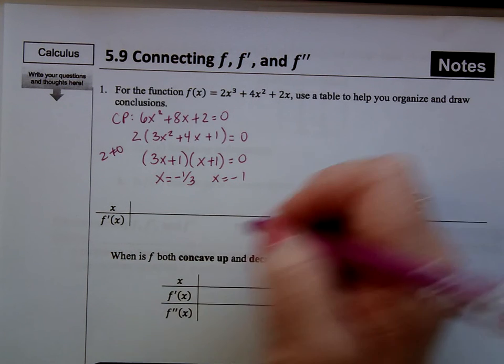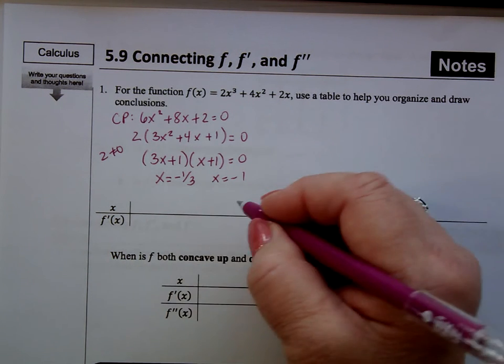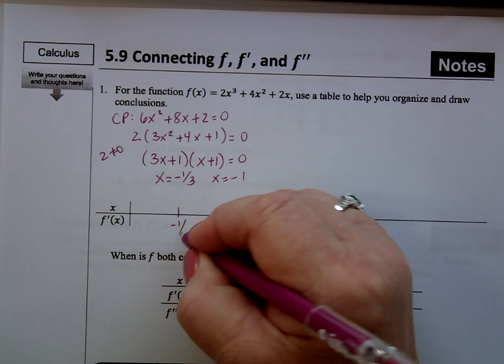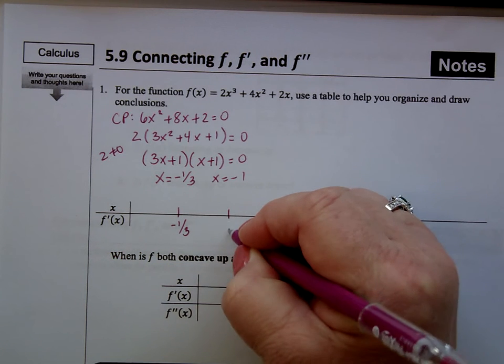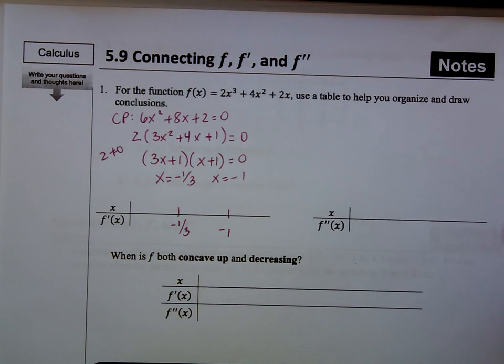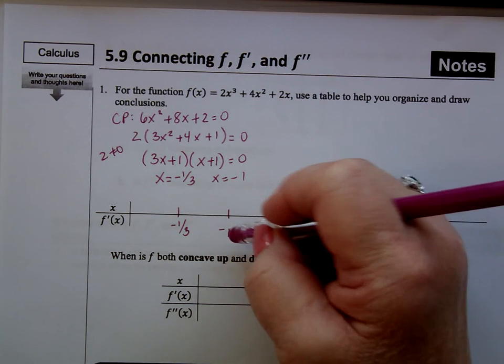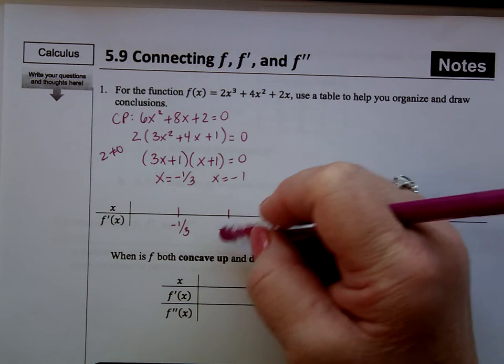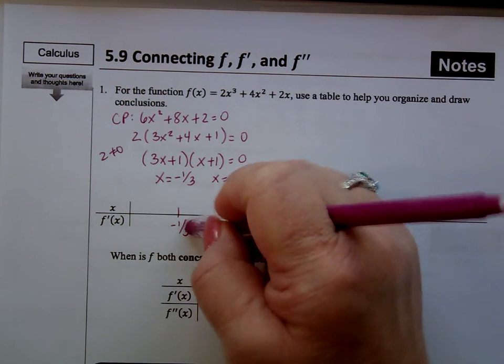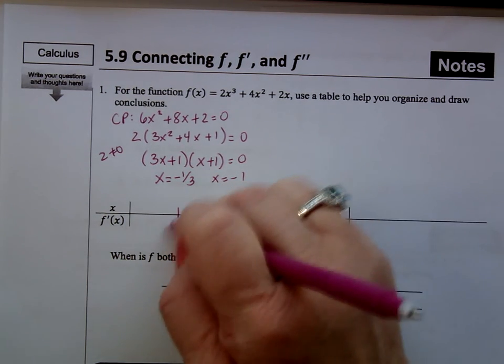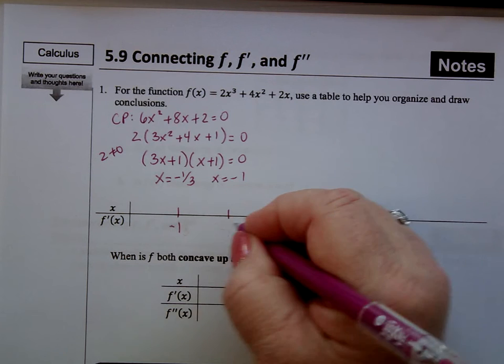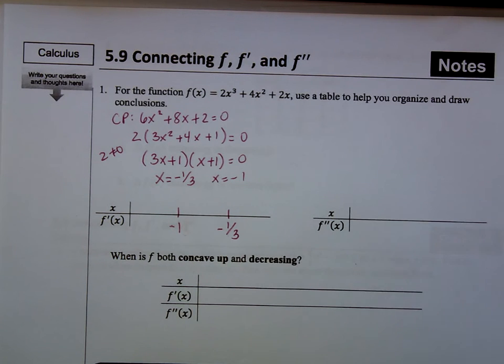All right, so let's put these on our chart. This is our first derivative chart. I have negative 1/3. I have negative 1. Actually, they should be switched if I'm doing them in order. So negative 1 is smaller. Let me fix that. Negative 1 goes on the left, negative 1/3 on the right.